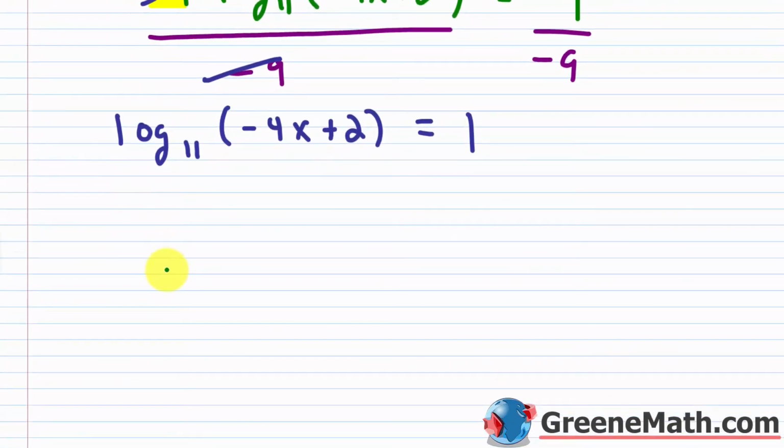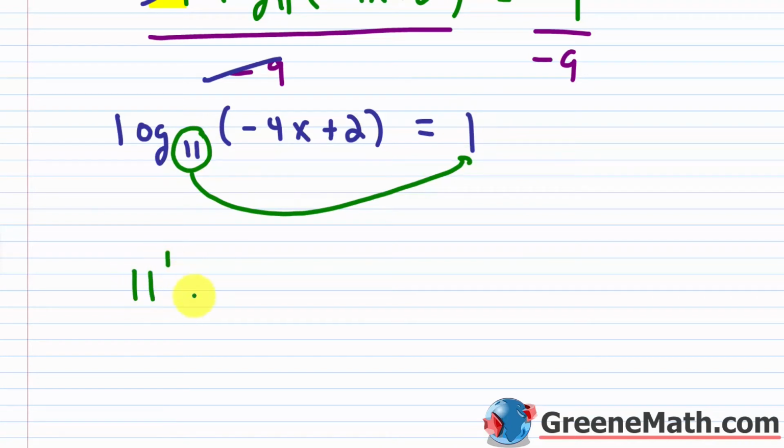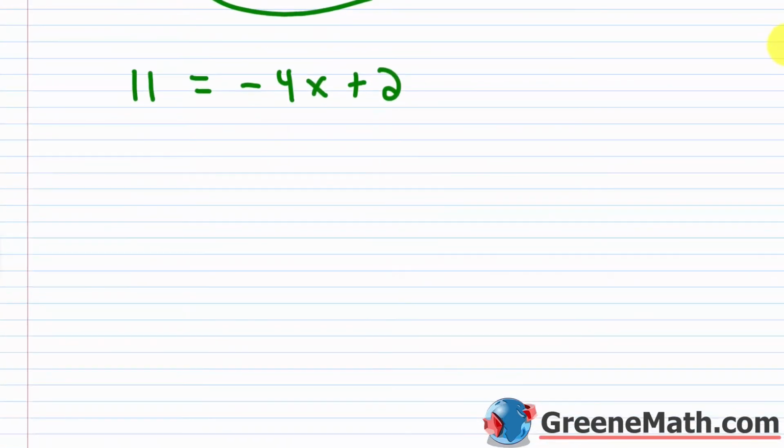Okay, so let's scroll down and get some room going, and we'll look at what we have here. Now, I'm going to write this in exponential form. So I'm just going to take this base here, and I'm going to raise it to this 1. So we have 11 to the first power, and this will be equal to this negative 4x plus 2. Now 11 to the first power is just 11, so you can erase that if you want. And basically you just want to solve this very simple equation to get our solution.